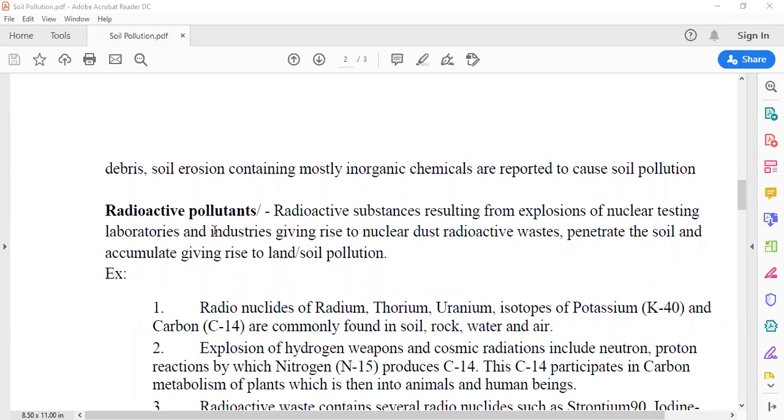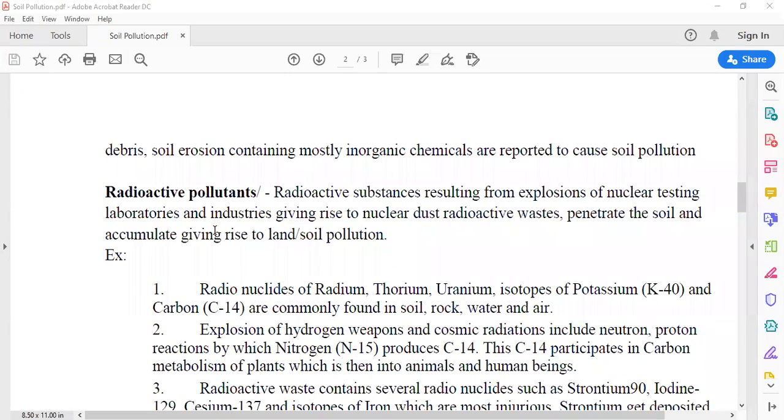Then, radioactive pollutants. Radioactive substances resulting from explosions from nuclear testing laboratories and industries give rise to nuclear dust. Nuclear dust, radioactive waste, penetrates into the soil and accumulates, giving rise to land or soil pollution, which includes radium, thorium, uranium, isotopes of potassium K40, and other carbon 14 compounds commonly found in soils, rocks, water, and air.